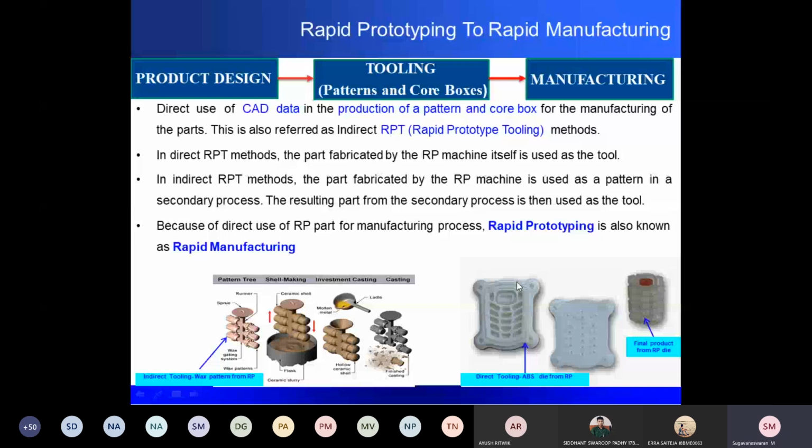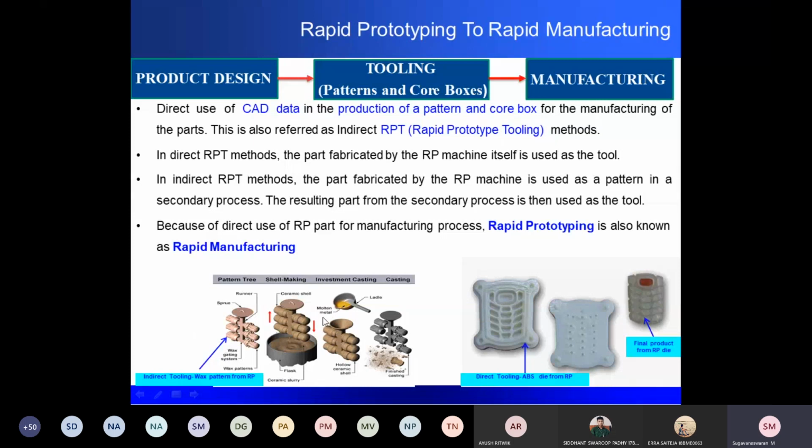So this is an example of direct rapid tooling. The other is an example of indirect rapid tooling. What is indirect rapid tooling? For a manufacturing process, if you create a pattern, then it is indirect rapid tooling. For a manufacturing process, if you create a mold, then it is direct rapid tooling. So that is the difference. Here we are creating a mold from the rapid prototyping process. There we are creating a pattern from the rapid prototyping process.